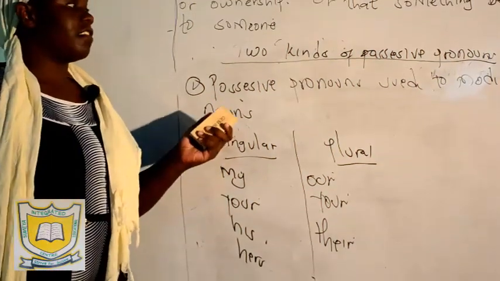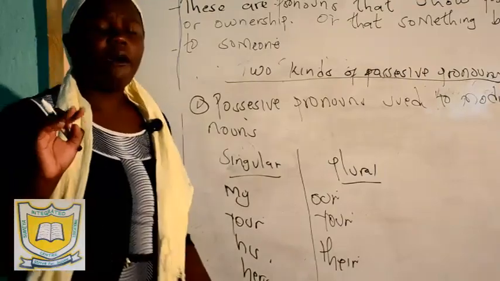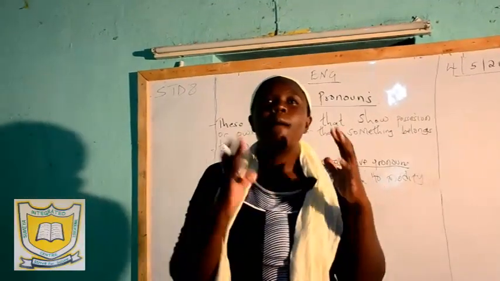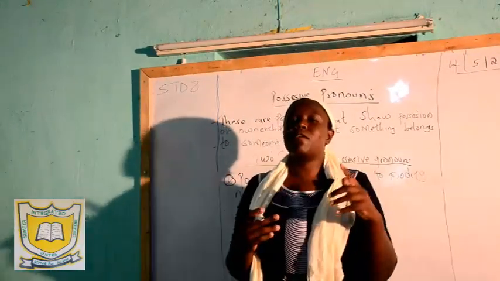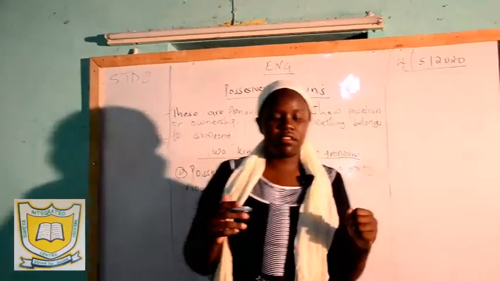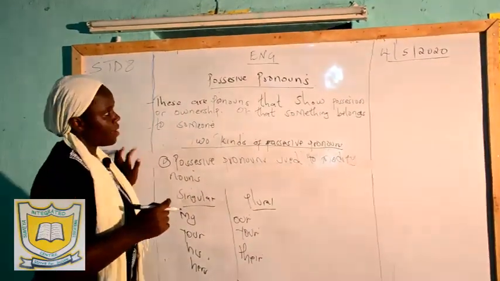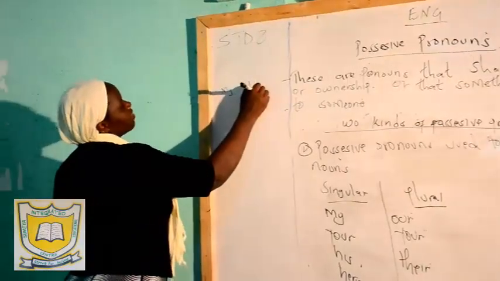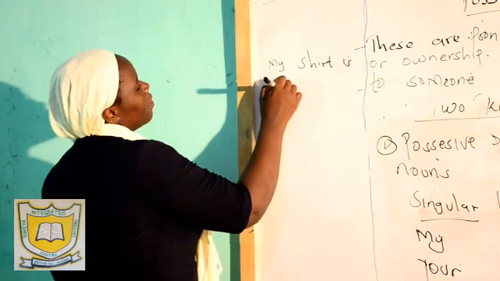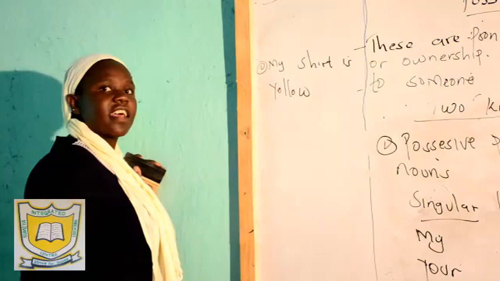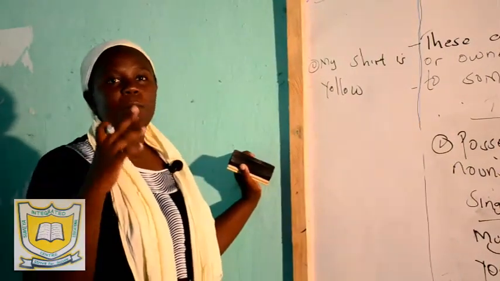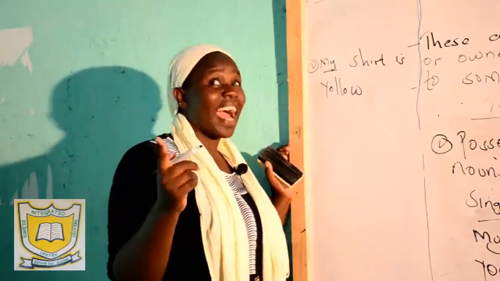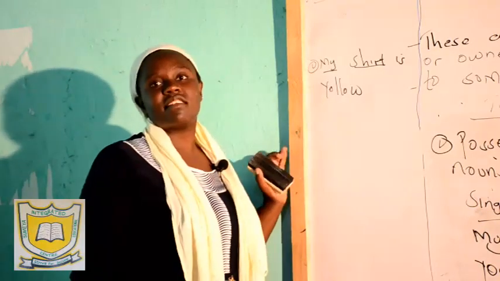So these ones are called possessive pronouns used to modify nouns. How are you going to use a possessive pronoun to modify a noun in a sentence? They are called modifiers because they come before a noun. Example in a sentence, I'm going to say, my shirt is yellow. My is the possessive pronoun, but it is a modifier because it is coming before a noun. The noun in the sentence is shirt.